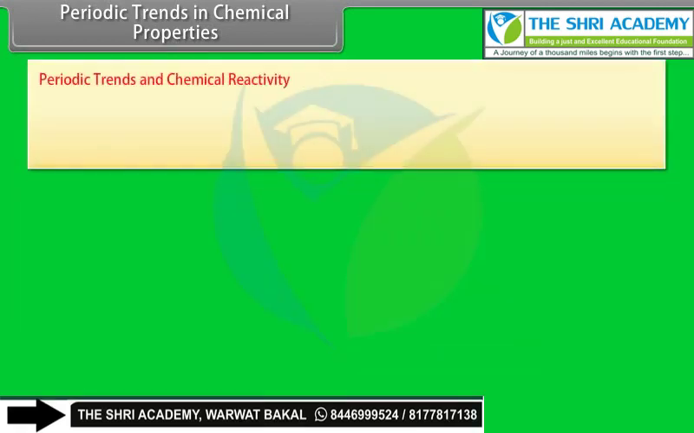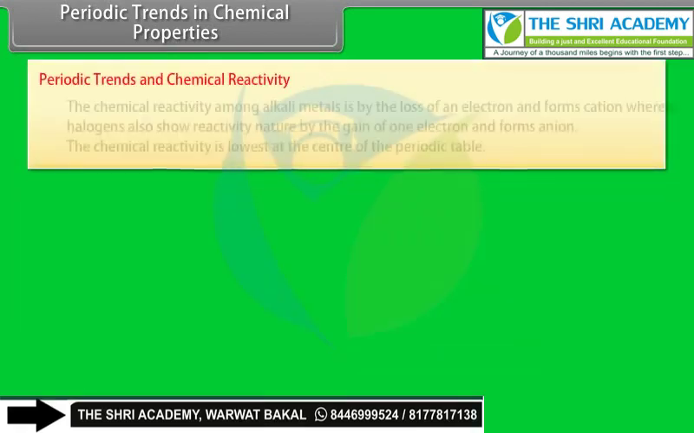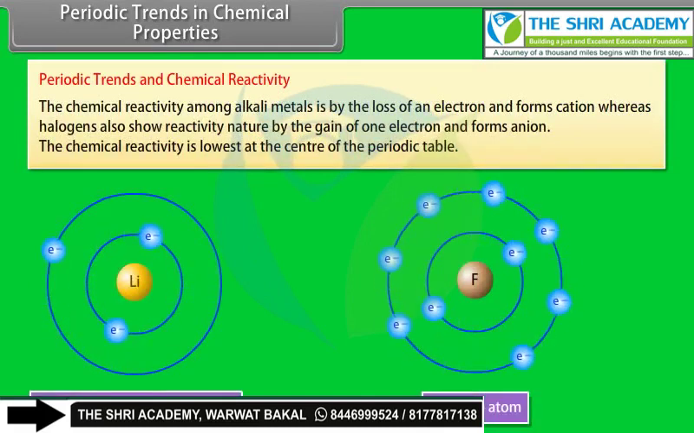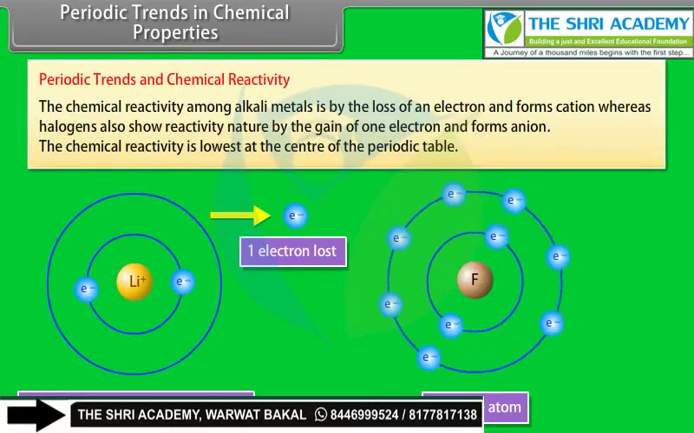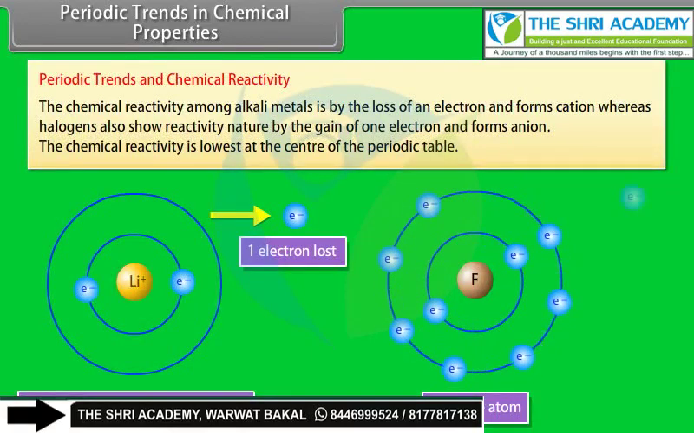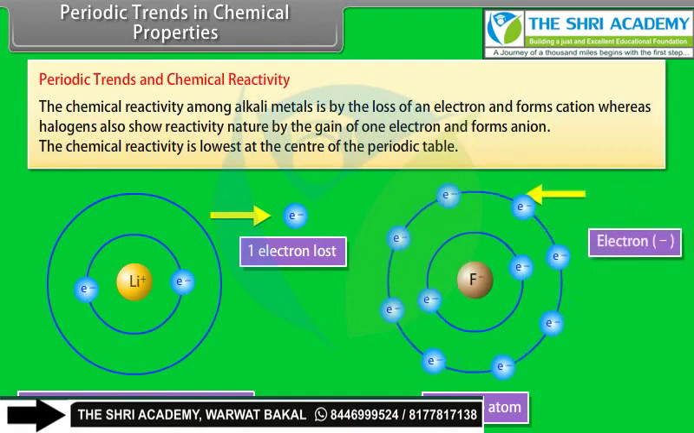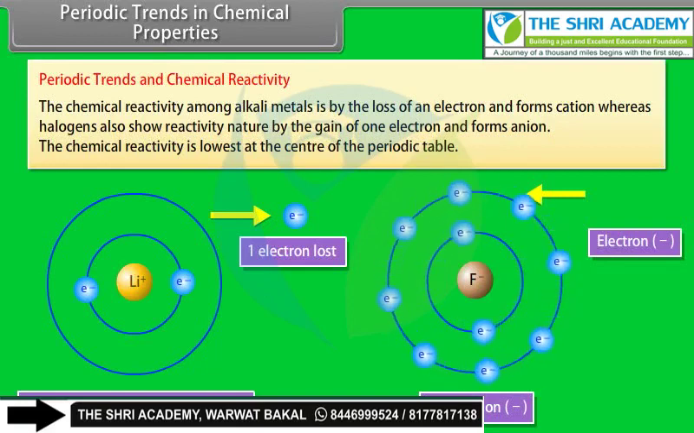Periodic trends and chemical reactivity. The chemical reactivity among alkali metals is by the loss of an electron to form a cation, whereas halogens also show reactivity by the gain of one electron to form an anion. The chemical reactivity is lowest at the center of the periodic table.